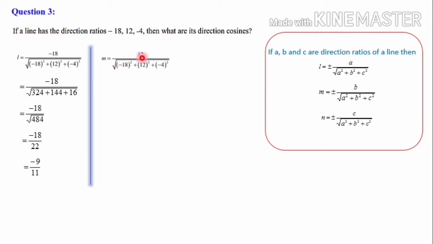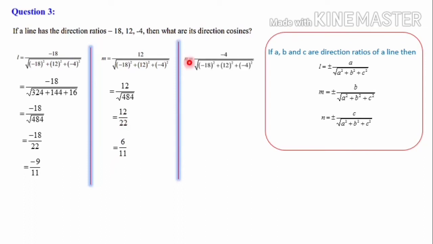Next we have to go for m. m is equal to b divided by root of a square plus b square plus c square, where b is 12. So 12 divided by root of minus 18 square plus 12 square plus minus 4 the whole square, the denominator is the same as the previous one. This calculation we have done and kept here, so you can take the square root of 484, which is 22. When you cancel 2 common, 6 is in the numerator and 11 will come in the denominator, so 6 divided by 11 is m.